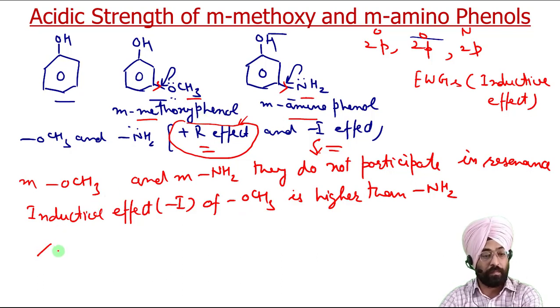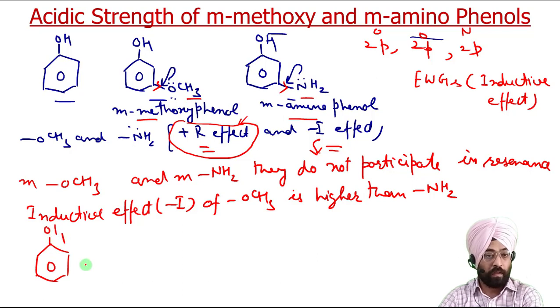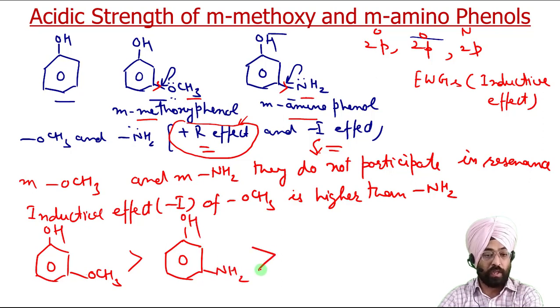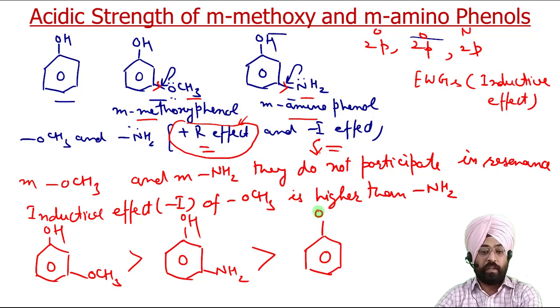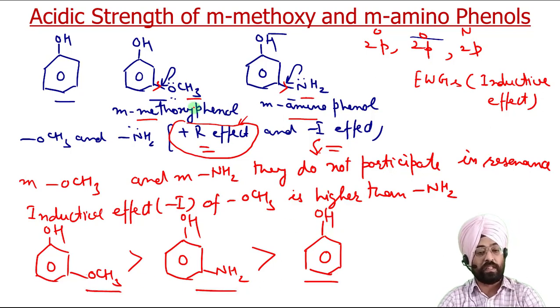So the acidic order will be: meta-methoxy will be more acidic than meta-amino, which will be more acidic than phenol. So that is their acidic strength order. Meta-methoxy is most acidic, then meta-amino, then phenol. So that's how we explain their acidic order.